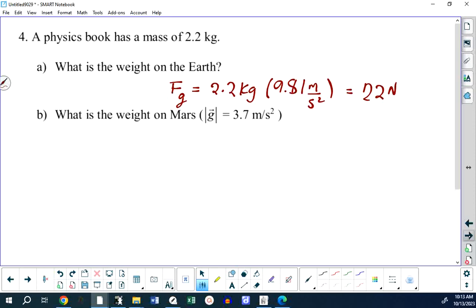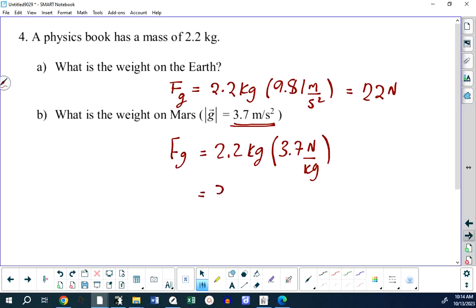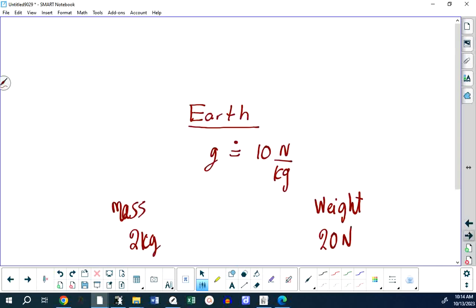What is the weight on Mars? Well, 2.2 kilograms times... You'll notice here, for some reason, I've got 3.7 meters per second squared. We have to understand that that is correct, but we need to think of it in terms of newtons per kilogram. I say 8.1? Yeah, 8.1 newtons.